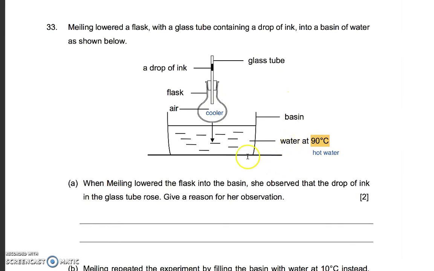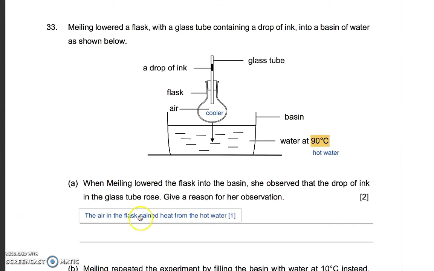Okay, so what actually happens, or why is it that the air will rise after it is placed into the basin of hot water? It is because what actually happened is the air in the flask gained heat from the hot water, and this will give you 1 mark.